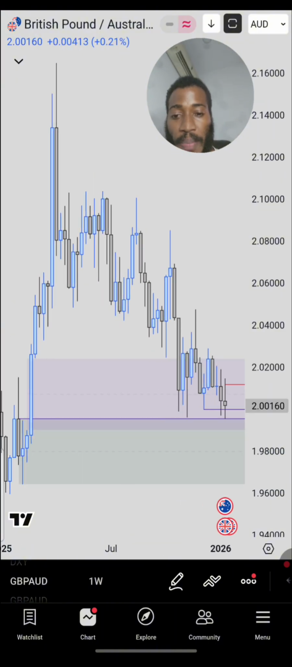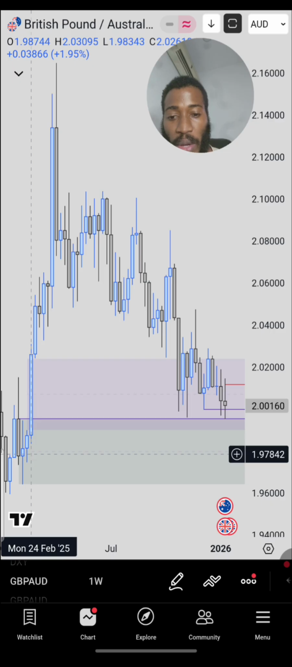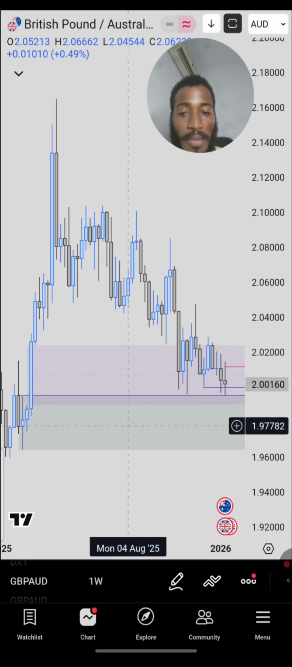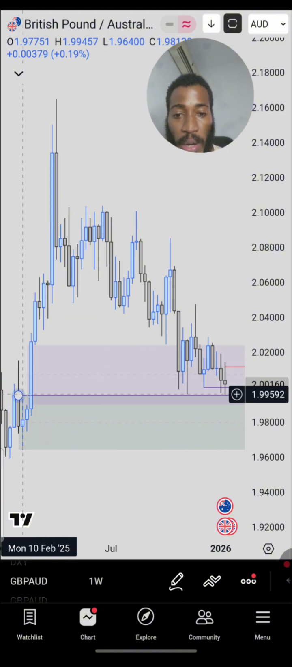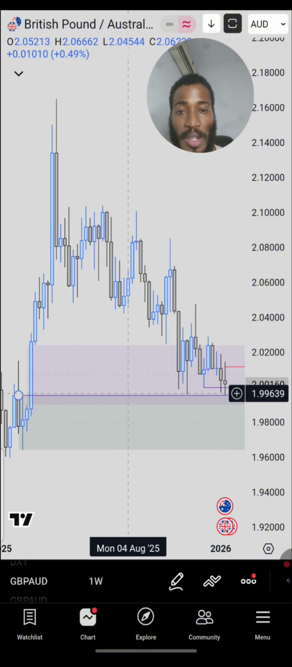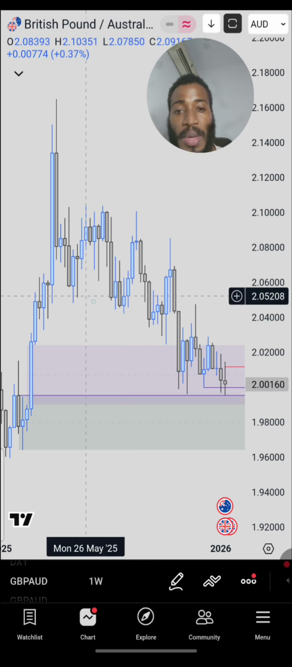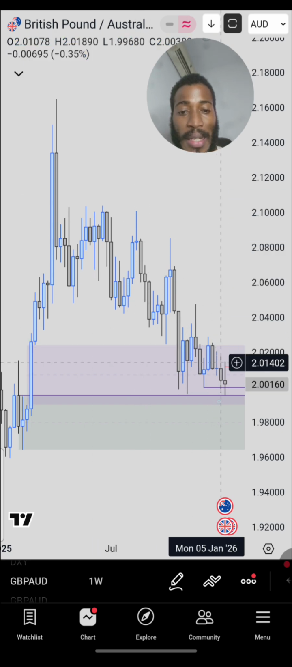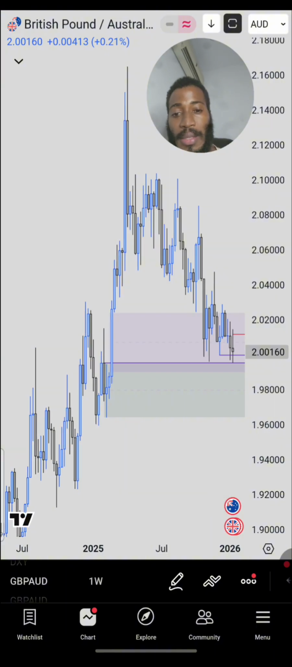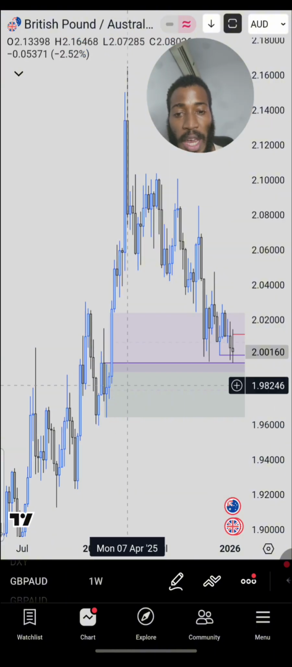We start on the weekly time frame. We have this weekly order block here, and I have denoted the entire zone with this dark shaded gray rectangle. This is the opening price denoted by the purple line of the weekly order block, and this is the entire range of that order block.